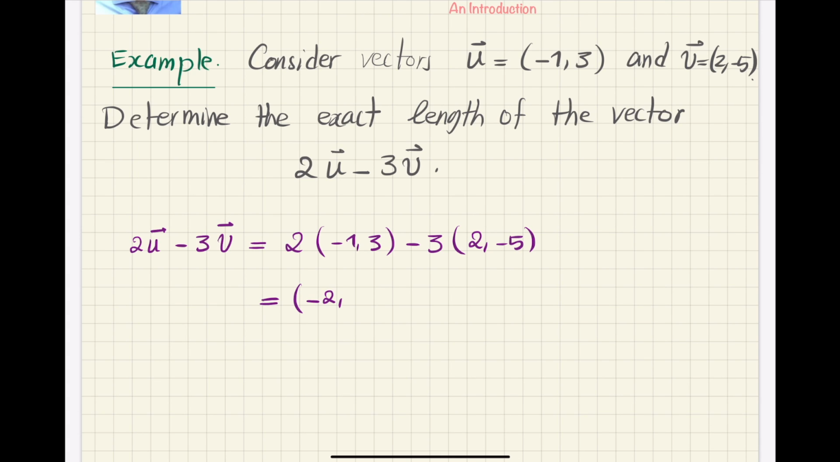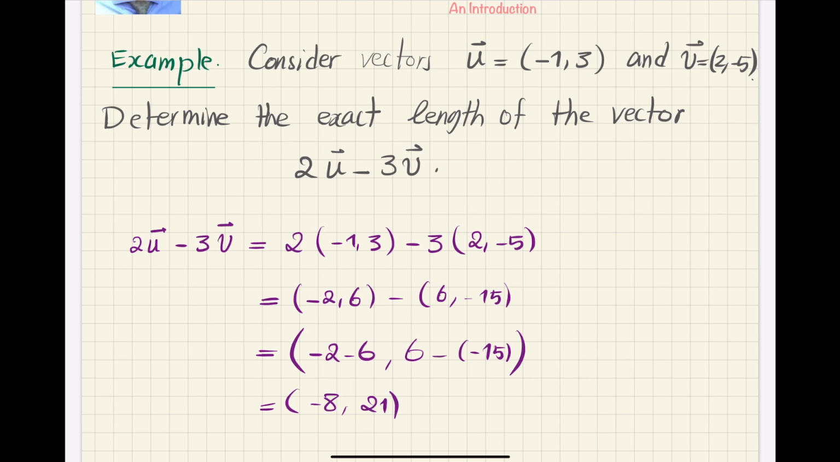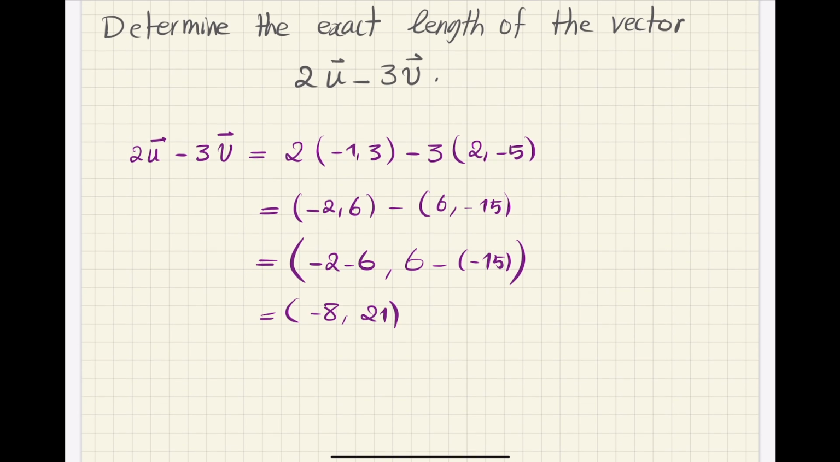It becomes -2 and 6. I multiply 3 inside. It becomes 6 and -15. And then I subtract them component-wise, meaning -2 minus 6, meaning 6 minus -15. Yes? So then it becomes -8 and 21. So this means that 2u minus 3v is equal to -8 and 21.